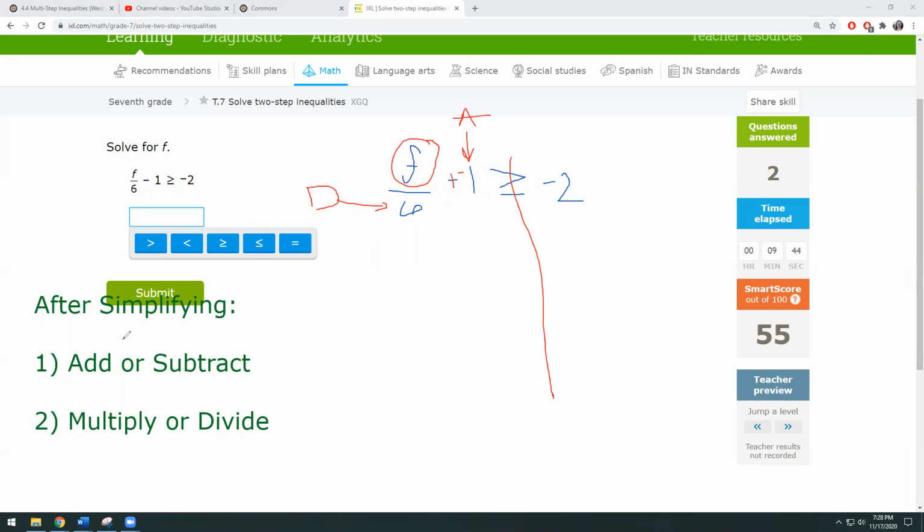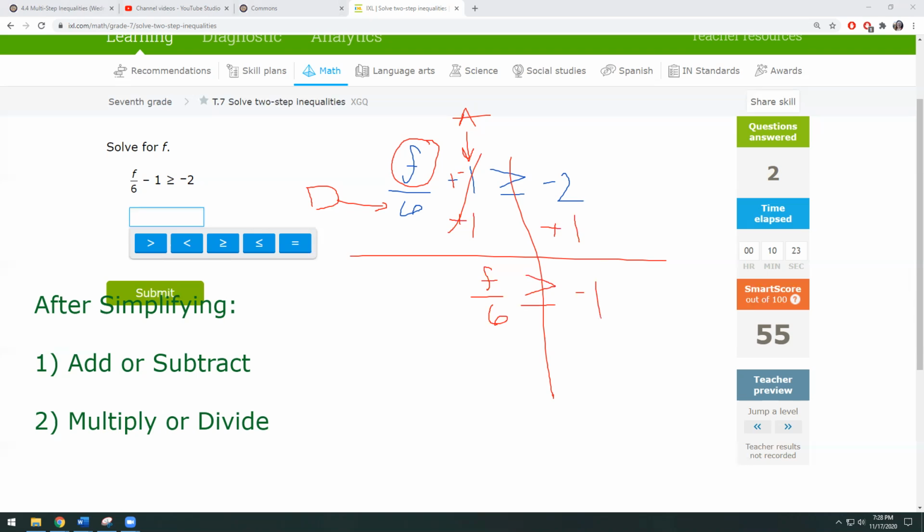So I have to get rid of my addition subtraction first. So I see a plus negative 1. I want to get rid of that. So the opposite of a negative 1 is adding a positive 1. Whatever I do to one side, I have to do to the other. A negative 1 and a positive 1 makes that go away. And then we're left with f divided by 6. Since I didn't do any multiplication division, I know my inequality stays. And negative 2 plus 1 is going to give me a negative 1.